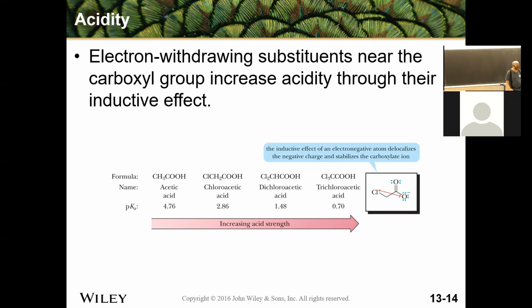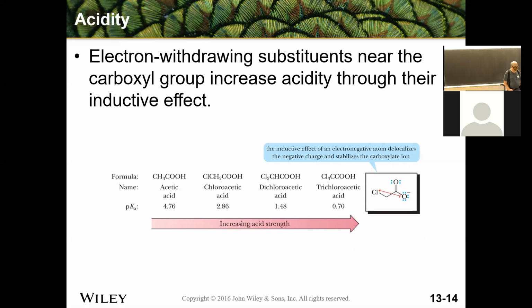If we have 2 chlorines, you can see that has an even greater effect. And then for trichloroacetic acid, 0.7 versus 4.76. This is 4 pKa units, or 10 to the fourth, or 10,000 times more acidic than acetic acid.